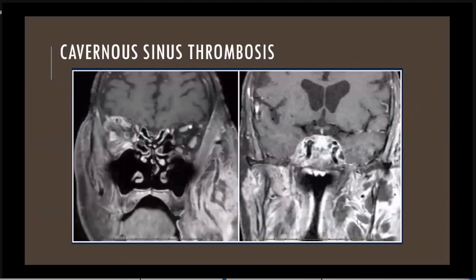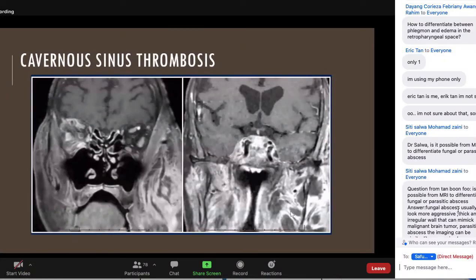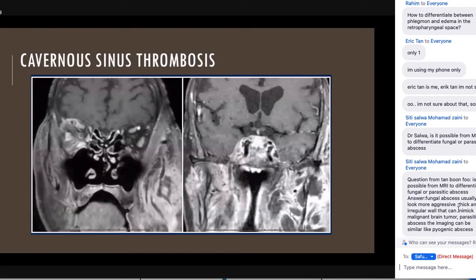The final complication that I would like to address is cavernous sinus thrombosis. This is an example of extensive bilateral masticator spaces abscess, which is complicated by cavernous sinus thrombosis. As you can see, there is outward bulging of the right cavernous sinus, more compared to the left side, with poorly defined filling defects within the right cavernous sinus, in contrast to the normal cavernous sinus.